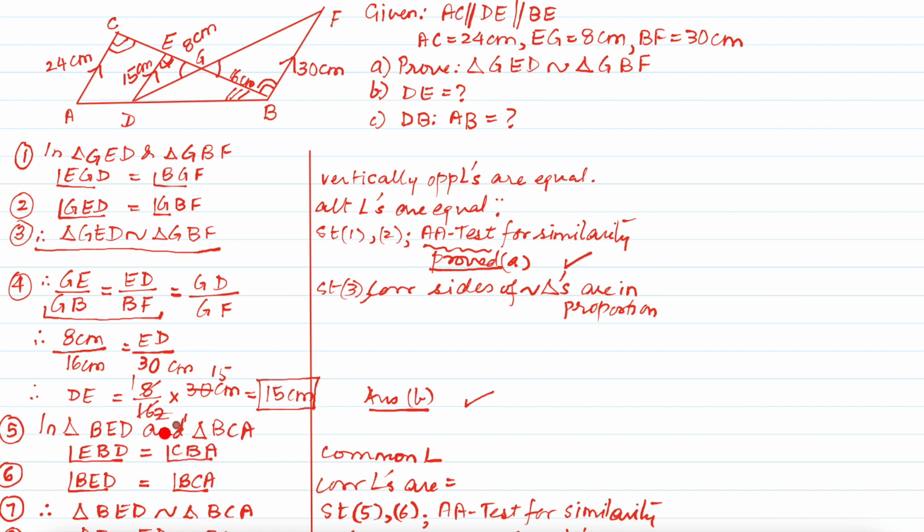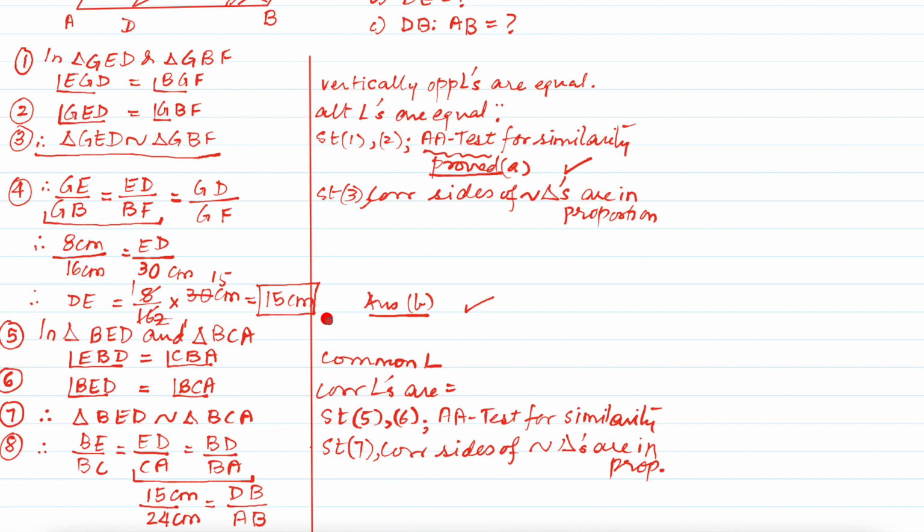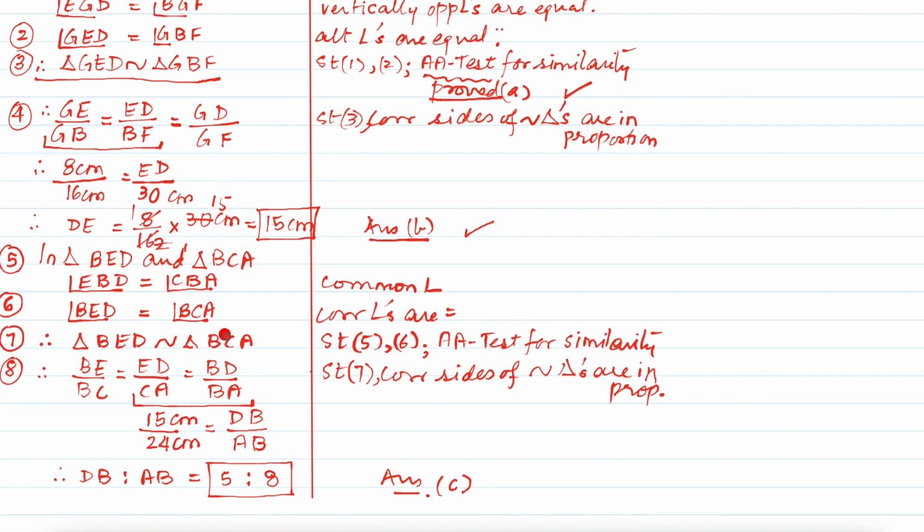Or we can take this angle equal to this angle, and that will give us the two triangles BCD. Can you see that? No, sorry, BED and BCA, they are similar. I have proved by the AA test. Now all we have to do is take the ratio of the corresponding sides. So let us look at the corresponding sides ratio. So we'll have BE upon BC equal to ED upon CA equal to BD upon BA.